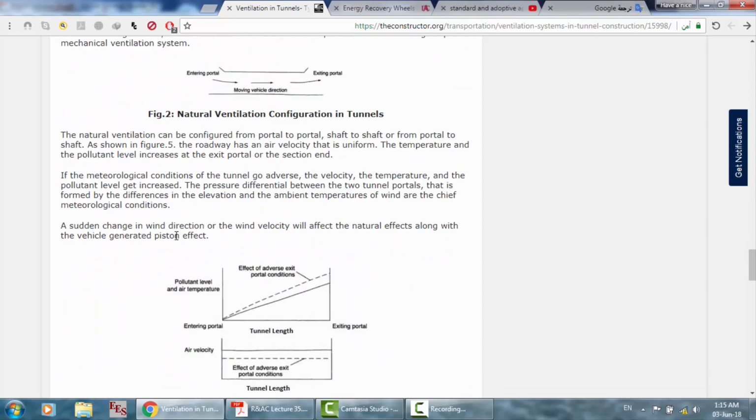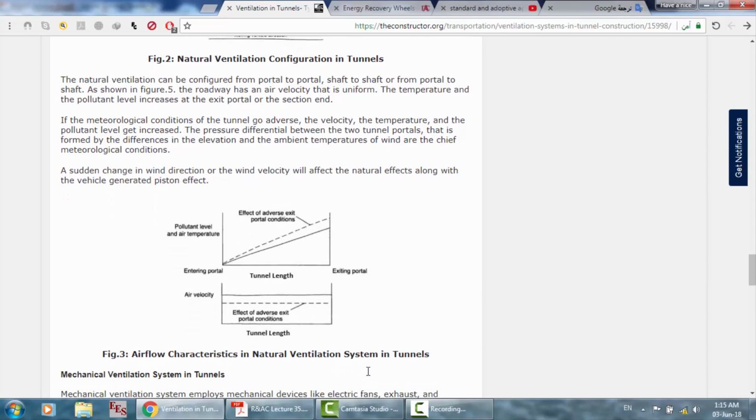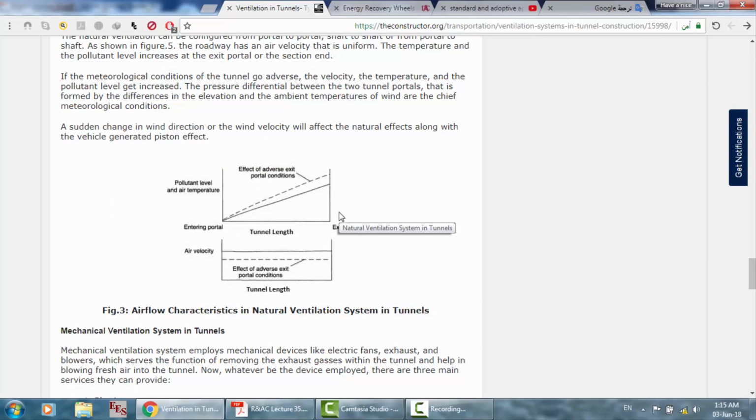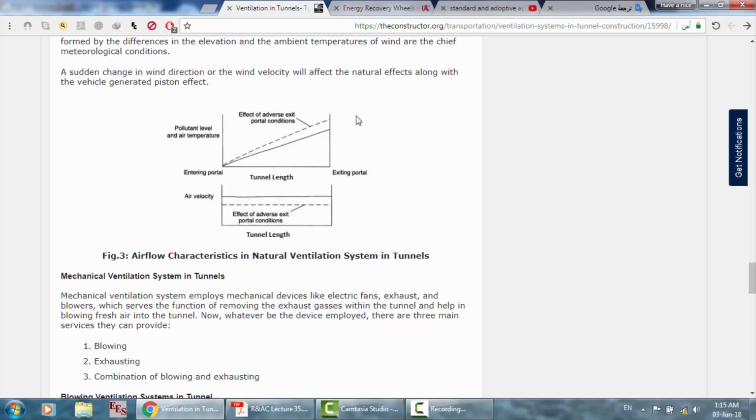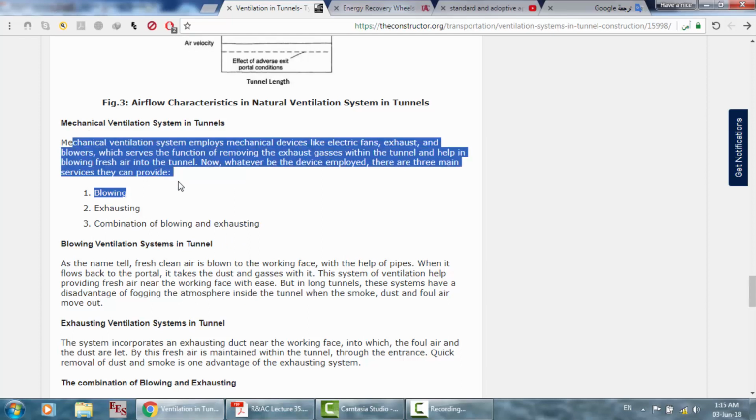Also, we have here the natural ventilation system in tunnels. Also, you can get books about ventilation in tunnels because it's not easy to cover all these kinds of things in one video. So mechanical ventilation systems in tunnels: we have blowing, exhausting, and a combination of blowing and exhausting. A mechanical ventilation system employs mechanical devices like electric fans, exhausts, and blowers, which serve the function of removing the exhaust gases within the tunnel and helping blow fresh air into the tunnel.